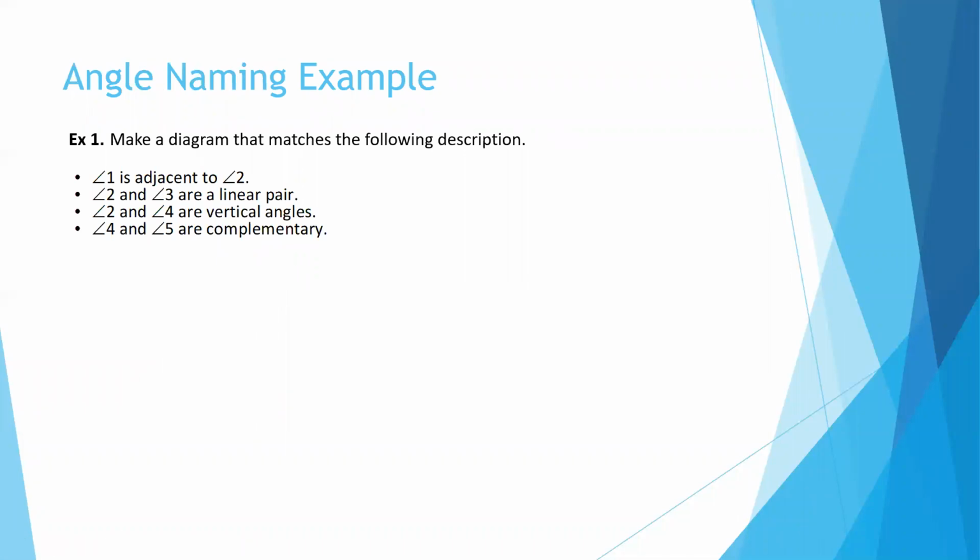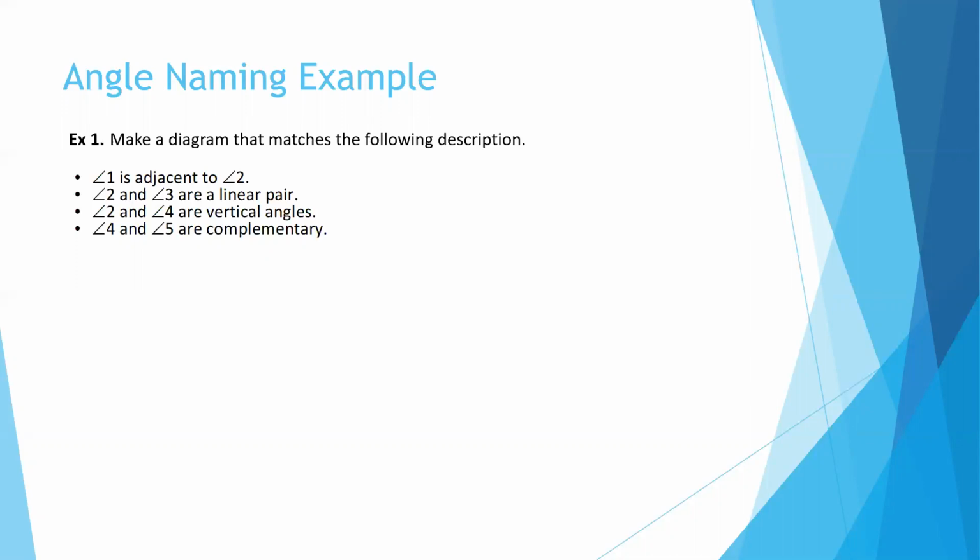Okay, let's go into a naming example. Make a diagram that matches the following description. We have angle 1 is adjacent to angle 2. Angle 2 and angle 3 are a linear pair. Angle 2 and angle 4 are vertical angles, and angle 4 and angle 5 are complementary.